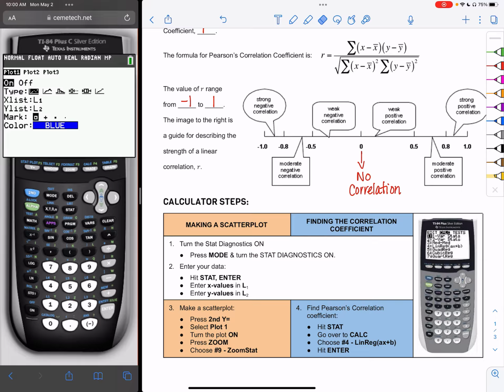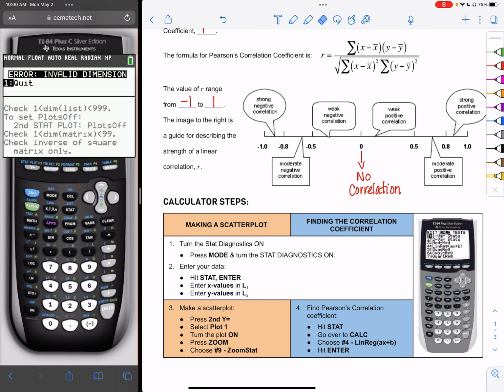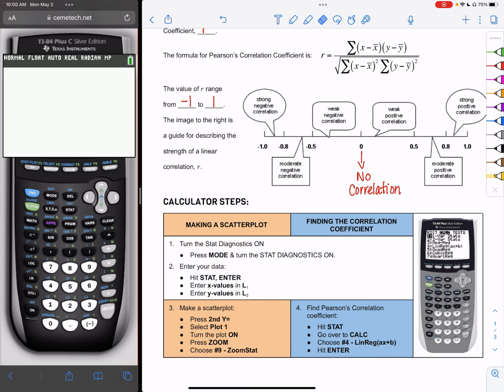It's telling us that our X list is in L1 and our Y list is in L2, like we normally do it. Once we put that in there, then we're going to press zoom, and then go down to zoom 9 for it to graph our information. If I press zoom 9, I don't have anything in there, so that's why it's giving me that error. Now, in order to find your Pearson's correlation coefficient, all you have to do is go to stat, put in your data like normal, and then press stat again.